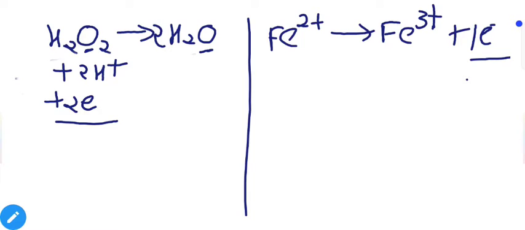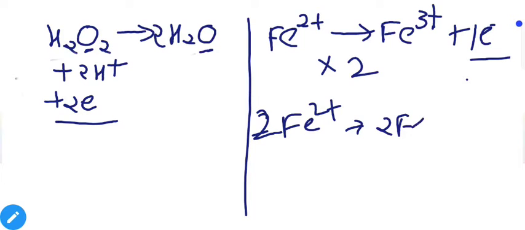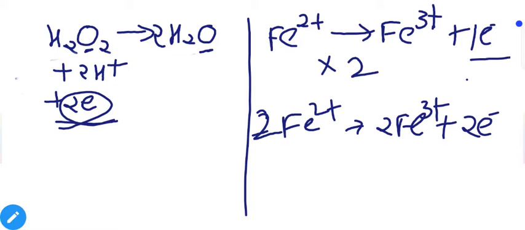In the reduction reaction we have 2 electrons. In the oxidation reaction we have only 1, so we have to multiply the oxidation half reaction by 2. So you will get 2 Fe2+ produces 2 Fe3+ plus 2 electrons. Now we have 2 electrons on both sides. So both of the half reactions are completely balanced.